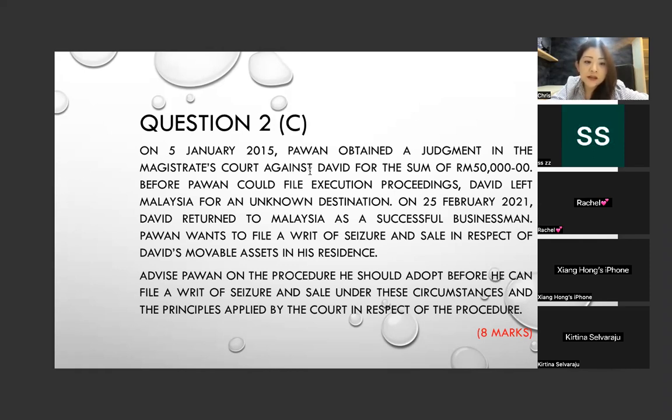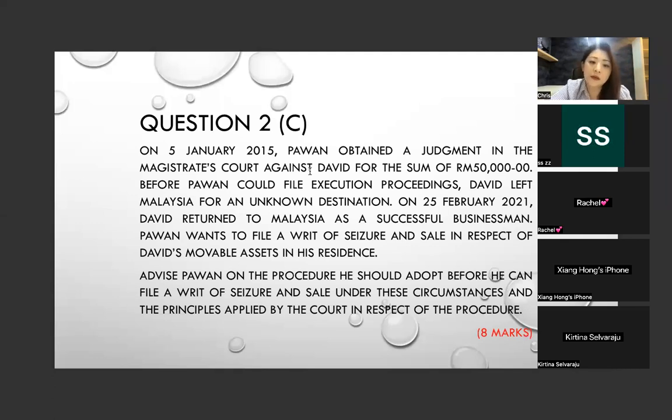Pawan wants to file a writ of seizure and sale in respect of David's movable assets in his residence. So advise Pawan on the procedure he should adopt before he can file a writ of seizure and sale under these circumstances and the principles applied.